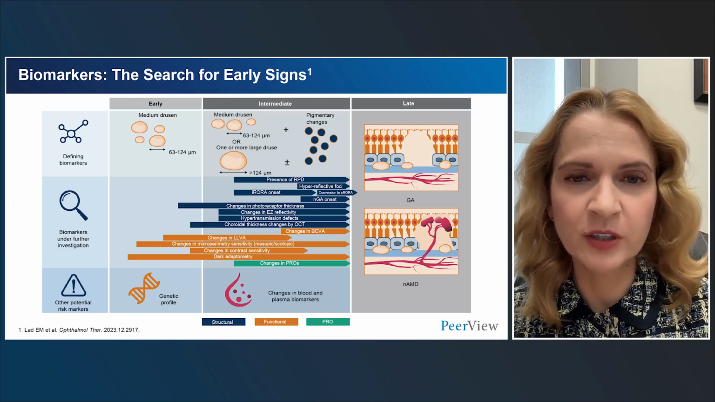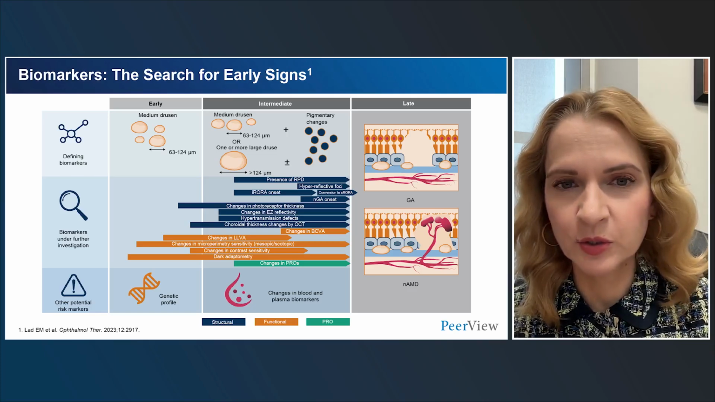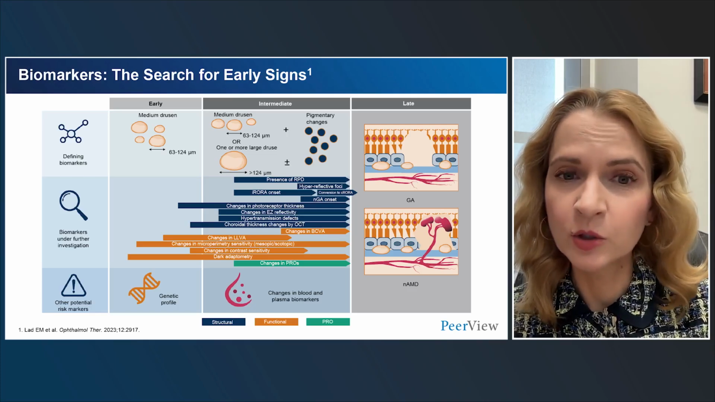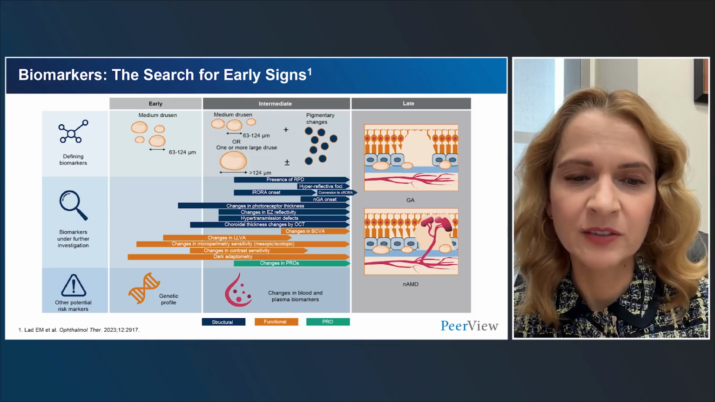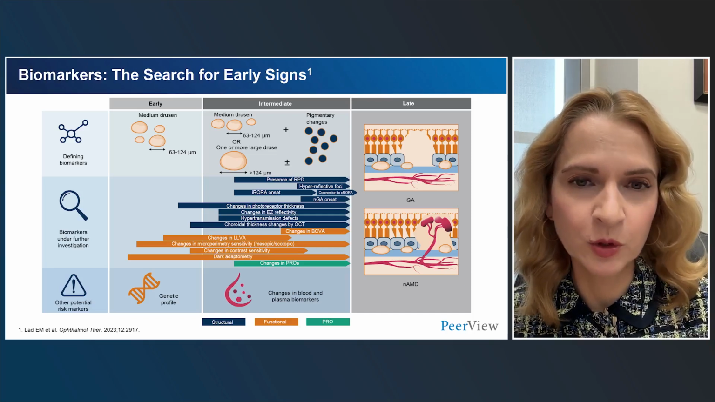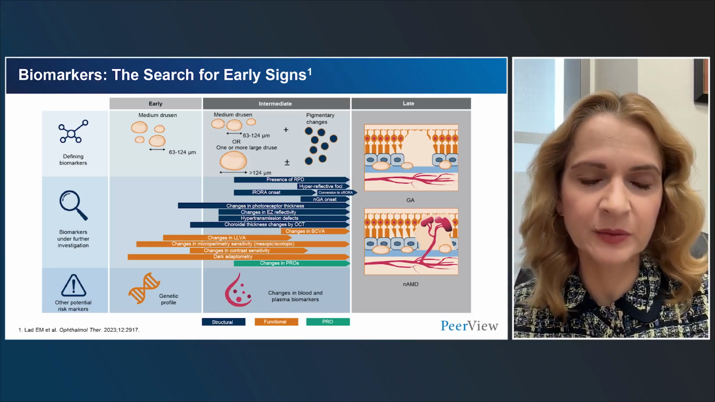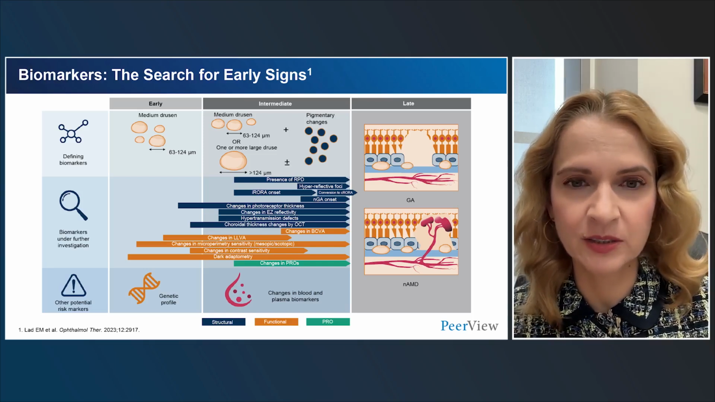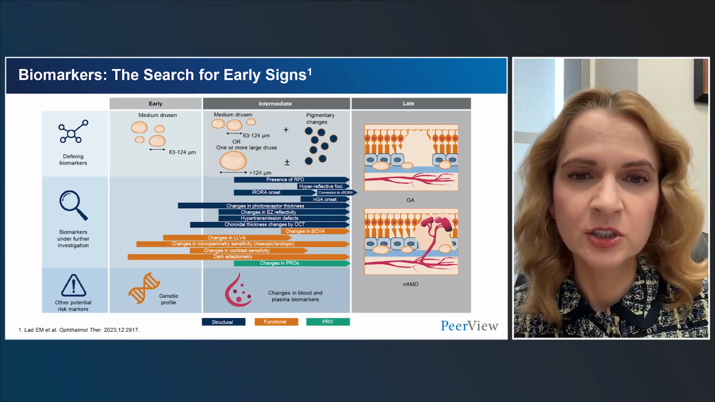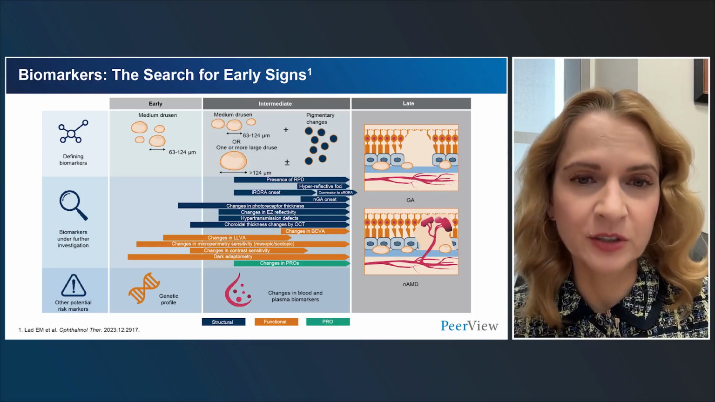On the visual function biomarker front, we see changes in best corrected visual acuity over time. Low luminance visual acuity occurs earlier because it reflects patients' function in low luminance conditions, and the changes are noted earlier in the disease process. There are changes in microperimetry sensitivity, in contrast sensitivity, and dark adaptation, which is a rod function. Changes in dark adaptation happen first in this disease.